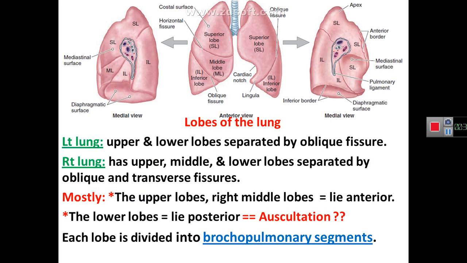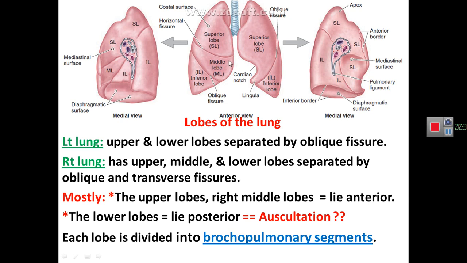You can see that the right lung is formed of three lobes: superior lobe, middle lobe, and inferior lobe, while the left lung is formed only of a superior and inferior lobe.